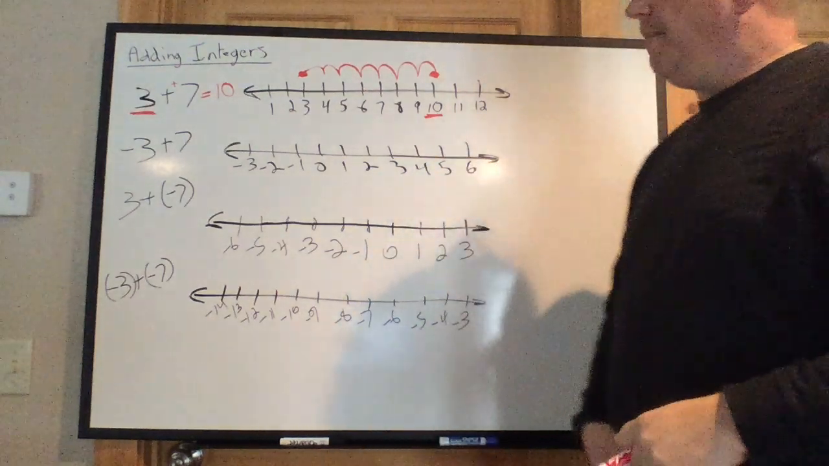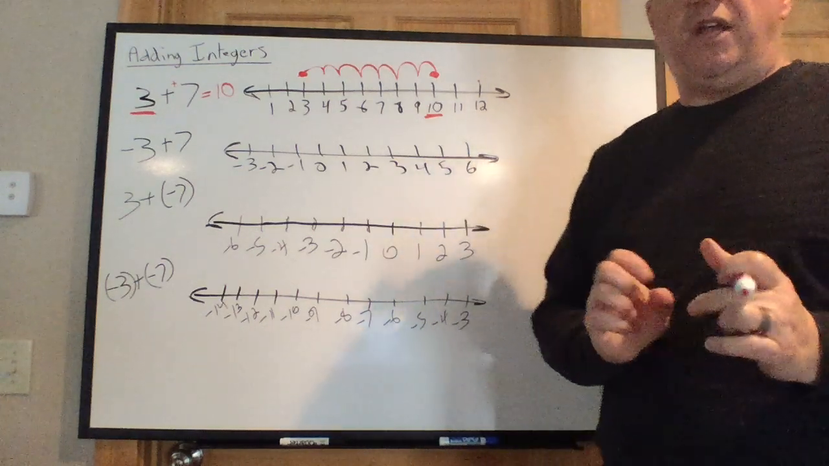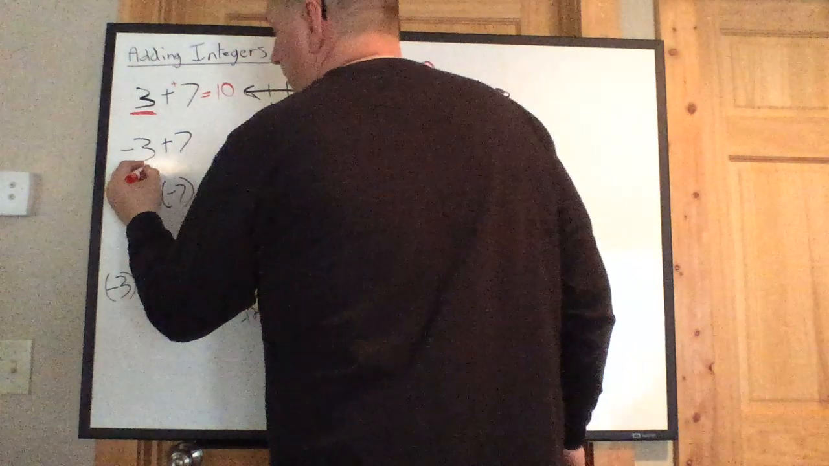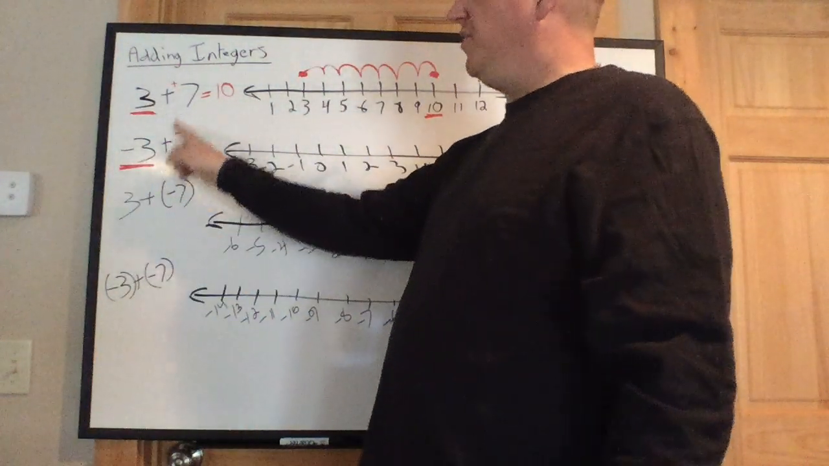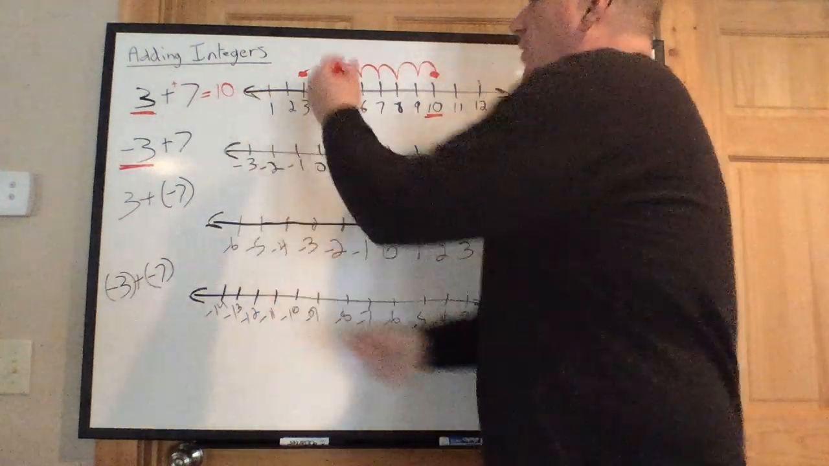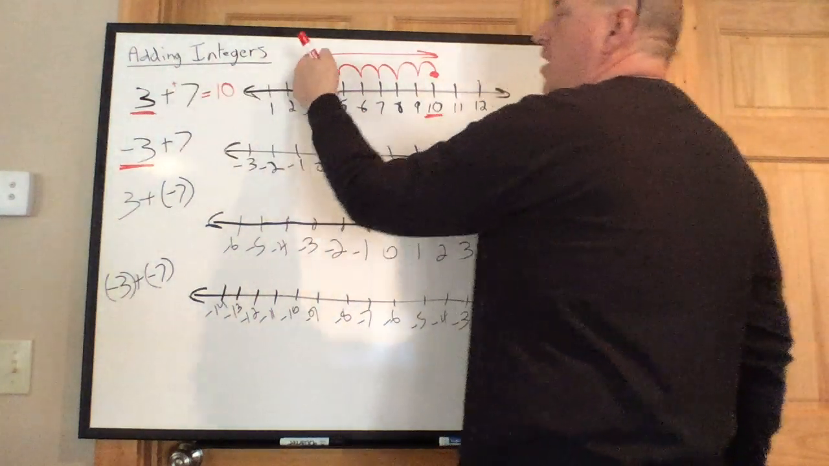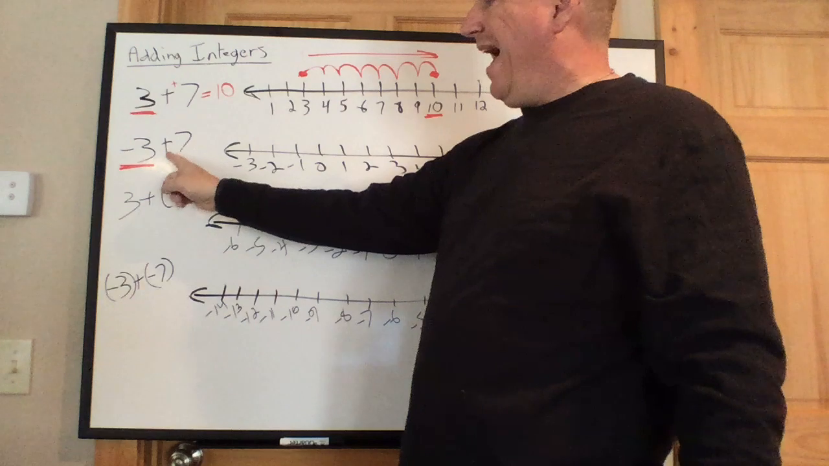But now we're going to change things up just a little bit. We're going to change our starting point from a positive 3 to a negative 3. So negative 3 is my starting point, and I'm adding a positive just like in the original problem. When I add a positive number, I move to the right, just like we did there.